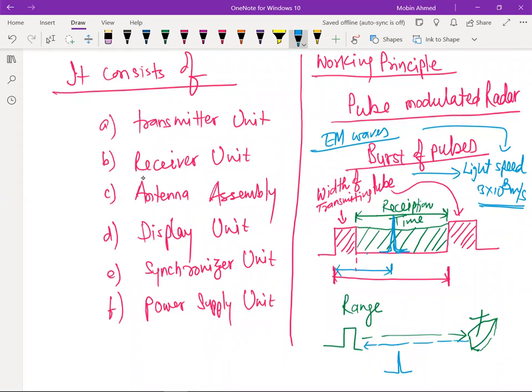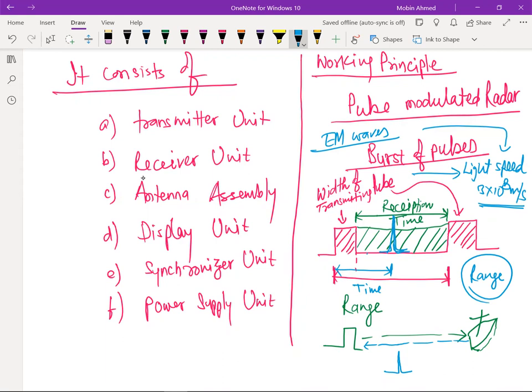We know how much time it takes from going out and striking the target, coming back through the antenna, and appearing on the display. This is the time, we know it. And if we know the time, we can calculate the range or distance. This is how the range is calculated. So this is the working principle. That's why we say the working principle is the pulse modulated radar.